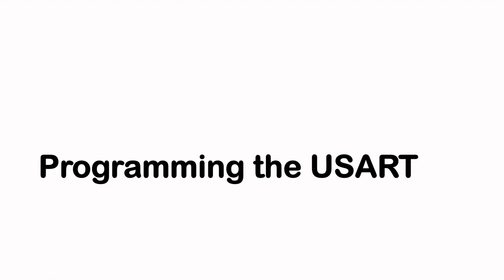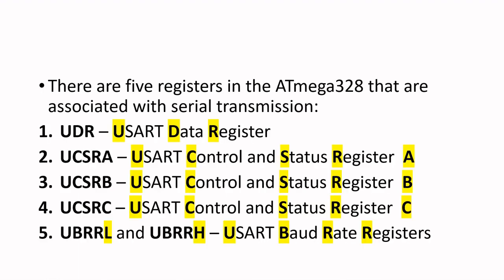Programming the USART. Now, a few moments ago, I mentioned the registers that are linked or associated with the USART. Now, I'd like to take a closer look at these five registers. So the first one is UDR, or the USART data register. Then there is the UCSRA, or USART control and status register A.